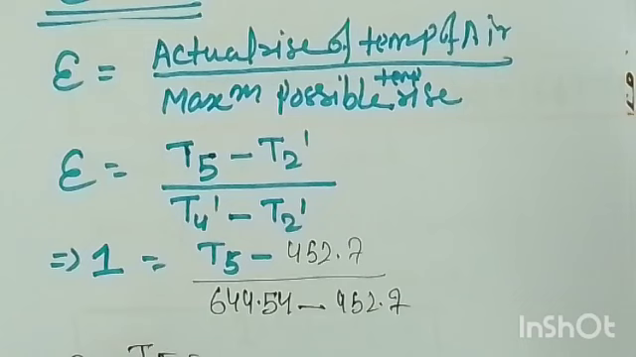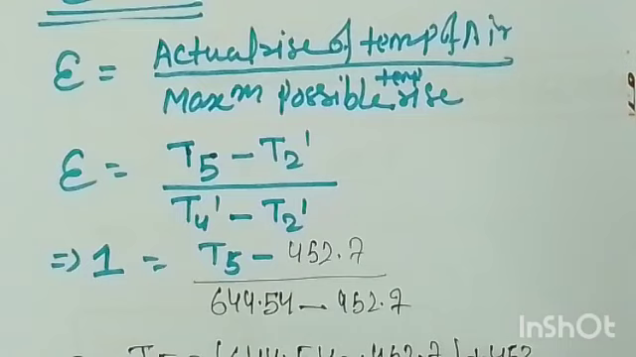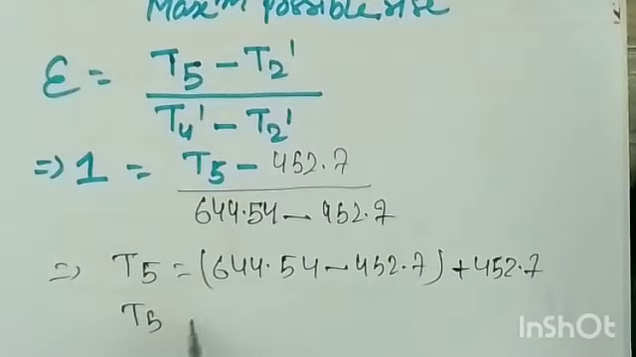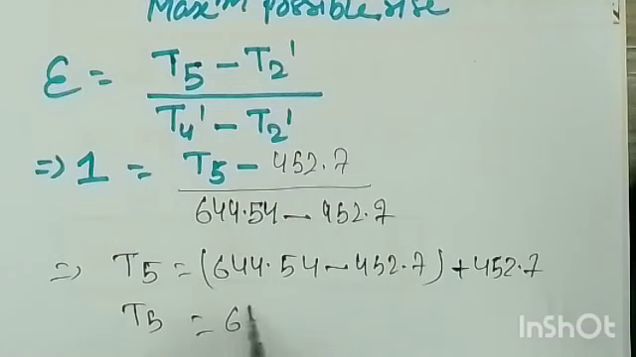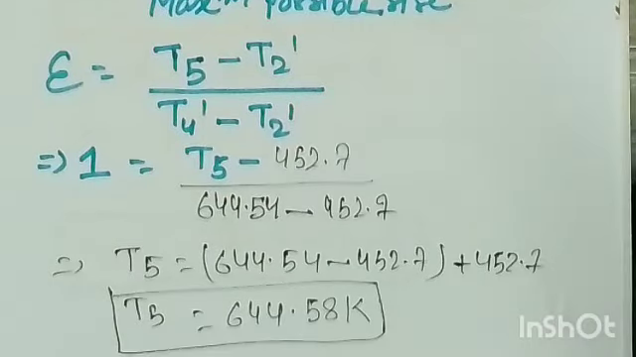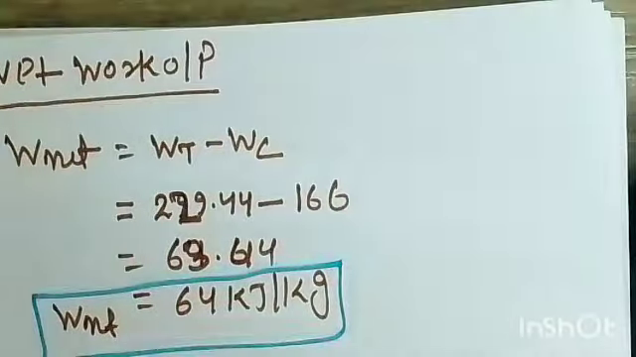So T5 is equal to what? That is 644.54 minus 452.7 plus 452.7. So T5 we got, which is your 644.58 Kelvin. T5 we got. Now you can find out the heat supplied, right, in case of the perfect intercooling, right?